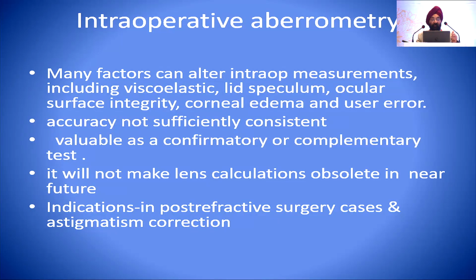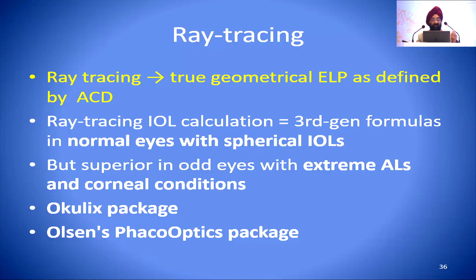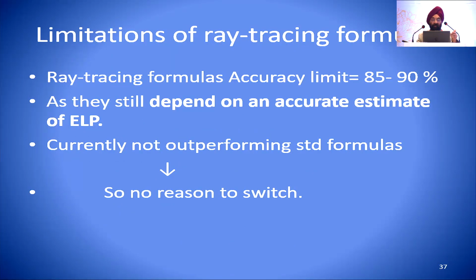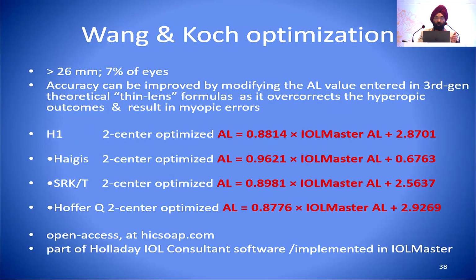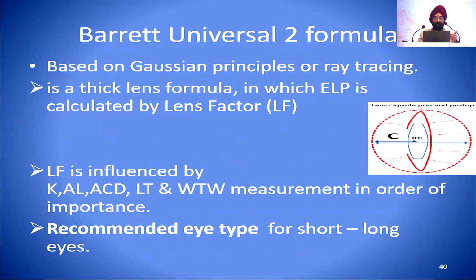Intraoperative aberrometry is another technique. Ray tracing is another technique I will not cover. There are limitations of the ray tracing technique because they are still dependent on accurate estimation of effective lens position. So no reason to switch to a ray tracing formula. This is Wang and Koch optimization, which optimizes all the older generation formulas. You just have to multiply by a constant figure and then you can have good results.